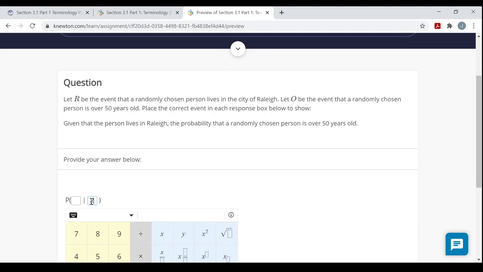The event after the bar in this conditional probability is the event that has already occurred. We already know this: the person lives in Raleigh. Before the bar is the probability we're trying to calculate. What's the probability that a person who lives in Raleigh is over 50? So that's where the O would go. It's the probability of O given R: the probability that a person chosen is over 50 given that they live in Raleigh.